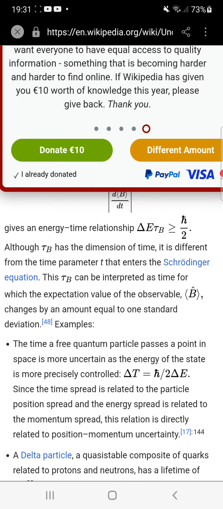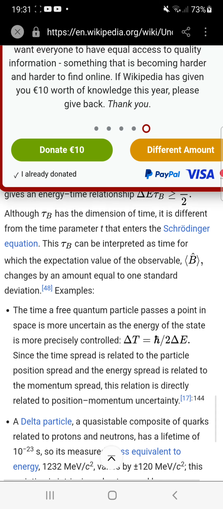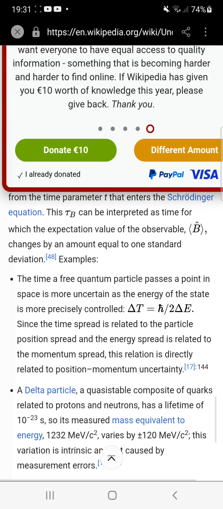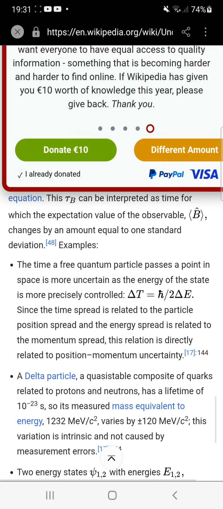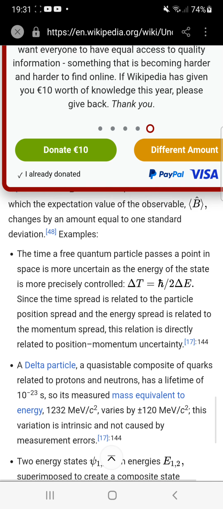Although tau B has the dimension of a time, it is different from the time parameter t that enters the Schrödinger equation. This tau B can be interpreted as the time for which the expectation value of an observable B hat changes by an amount equal to one standard deviation.